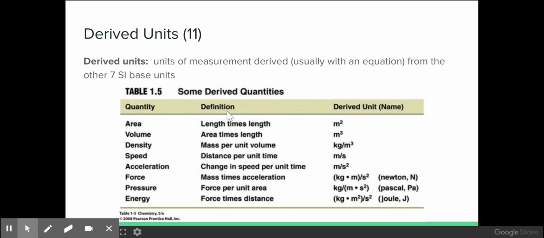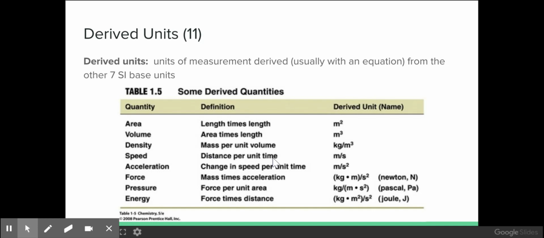Length is measured in meters. You multiply the two together, you get meters squared. Volume, length times width times height. Measure all three of those quantities in meters and you end up with meters cubed.